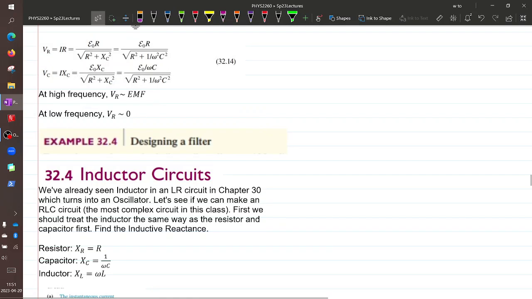There are a couple of examples in the textbook that unfortunately I don't have time to go through, but that's how a lot of signal filtering happens. You either put in a low pass filter if you want to keep the low frequency stuff, and if you want to keep the high frequency stuff, you put it through a high pass filter, which is just the same circuit, you just switch the position of the two components. So that's very useful.